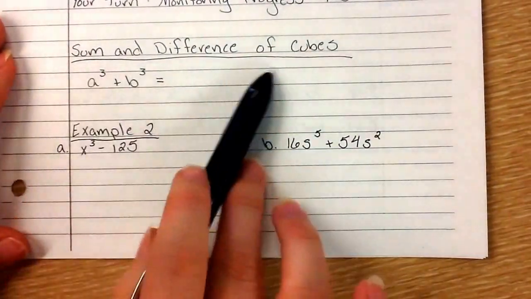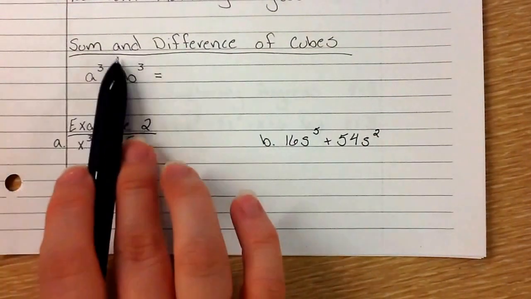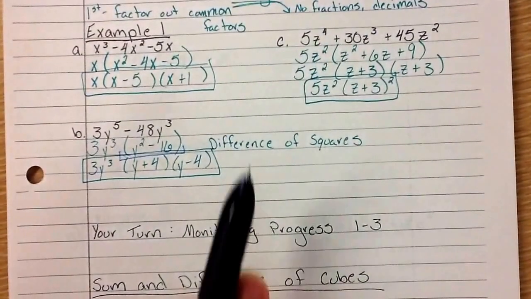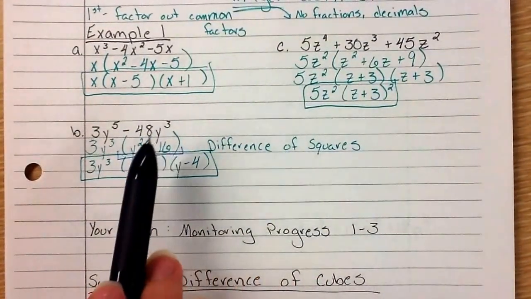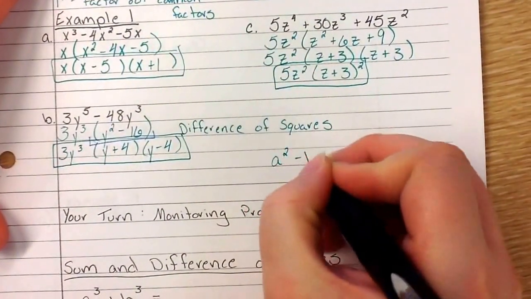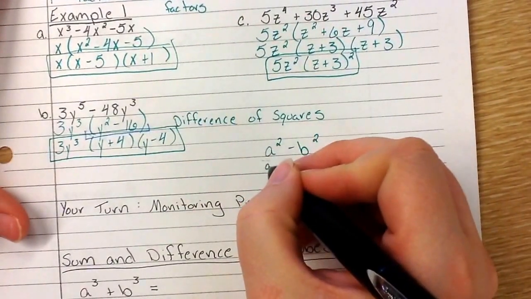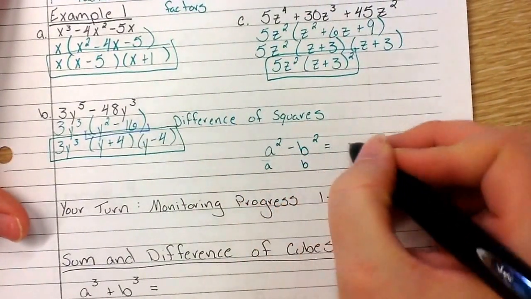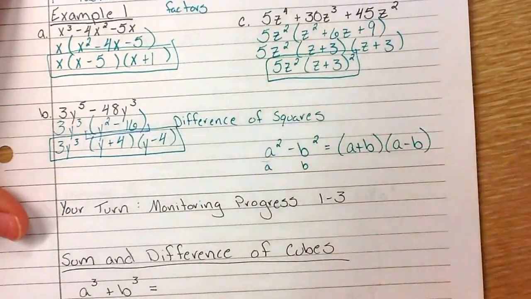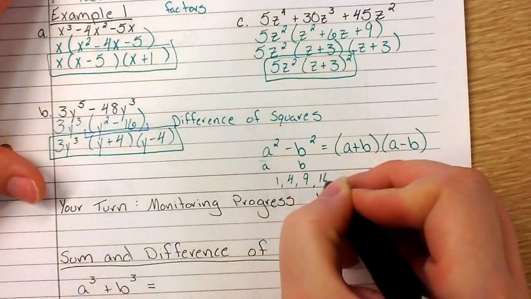Now let's talk about a different type of factoring. This one is new to us. This is the sum and difference of cubes. It's very similar to our difference of squares up here. So when we had a squared minus b squared, remember, this is the square of a, this is the square of b. So this will factor into a plus b, a minus b. And remember, we needed to be familiar with our squares: 1, 4, 9, 16, 25, and so on.